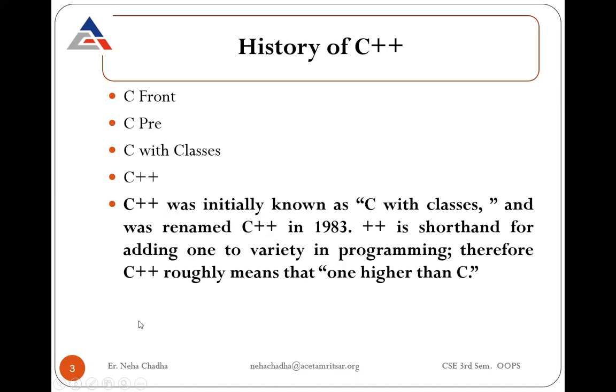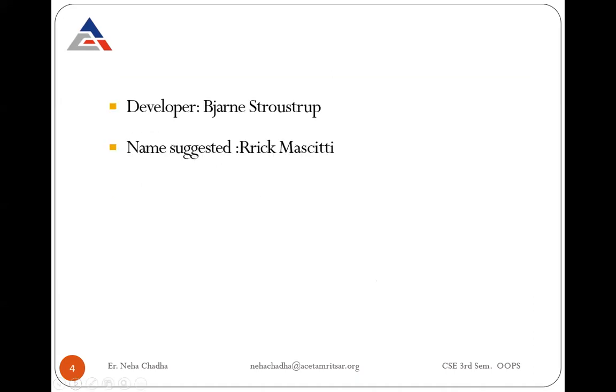C++ was started in 1978, but it was completed or created in 1979. The name was modified in 1983. The developer of C++ is Bjarne Stroustrup. He was from Denmark. The name C++ was suggested along with the developer by Rick Mascitti.